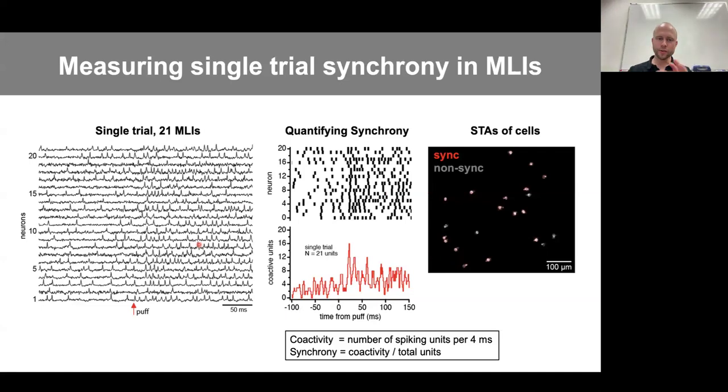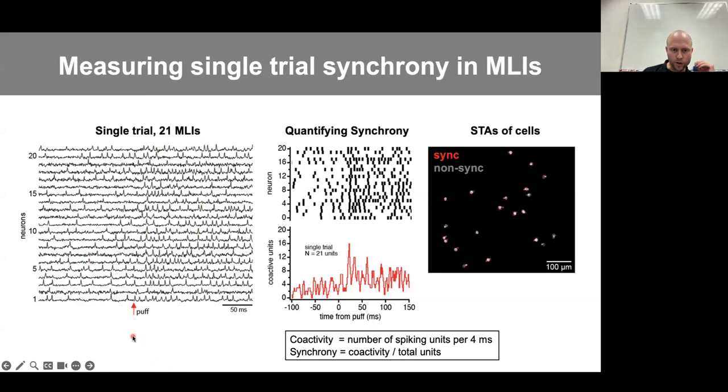Okay. So that was about average responses of MLIs. We can also look at what MLIs are doing on a trial-by-trial basis, on single trials. What I'm showing you on the left over here is a recording from 21 MLIs simultaneously. And what we're looking at is how they are all responding to the air puff and the relationship between the spikes among them.